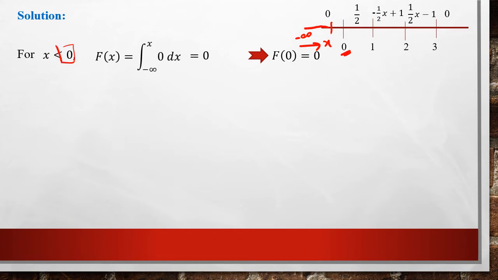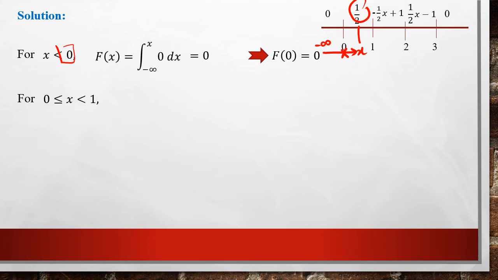The biggest value in the interval. Okay, next one. We want to find it for x in between 0 and 1. So our x will be around here. To find the cumulative, we need to integrate from negative infinity up to x. But we have a transition. Where is the transition? We have to change the function from 0 to 1 over 2 at 0.